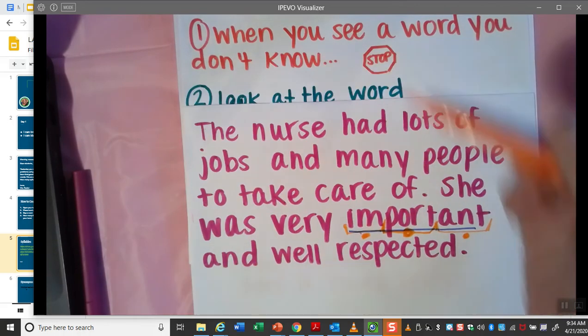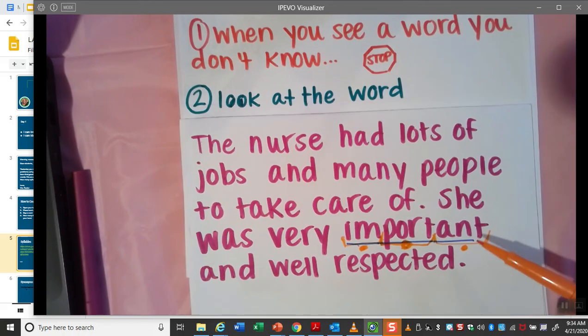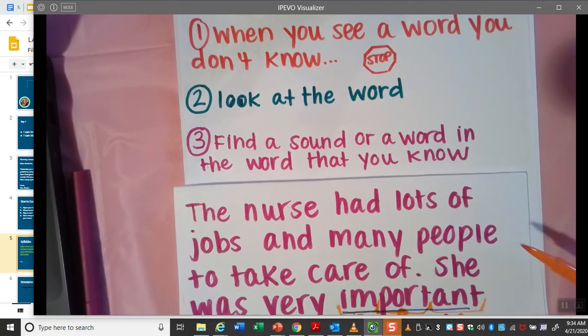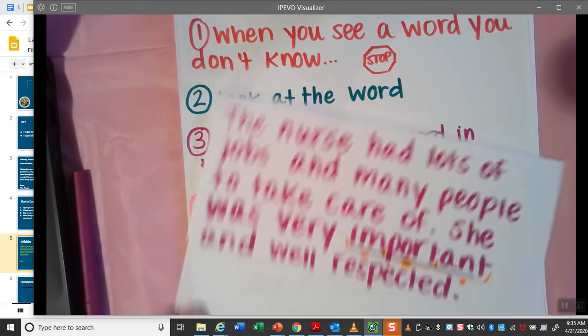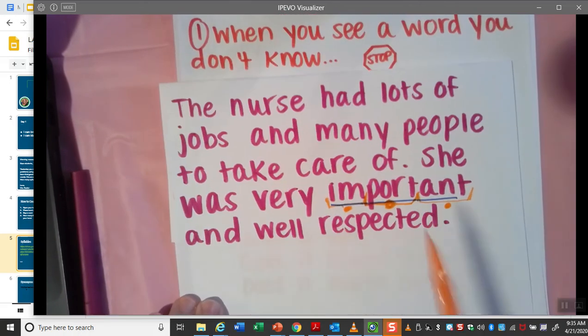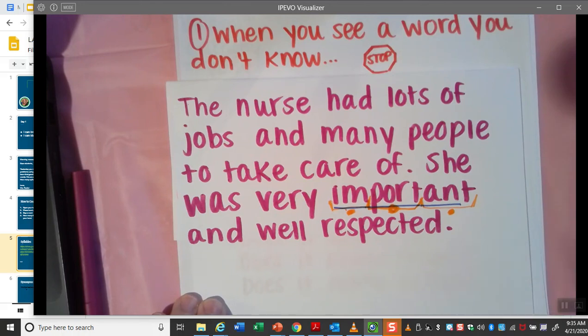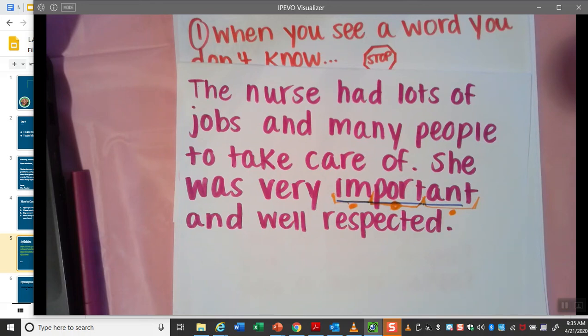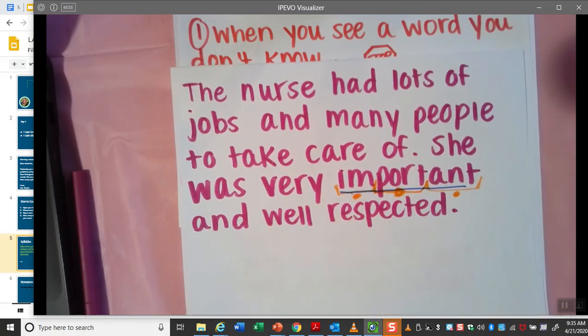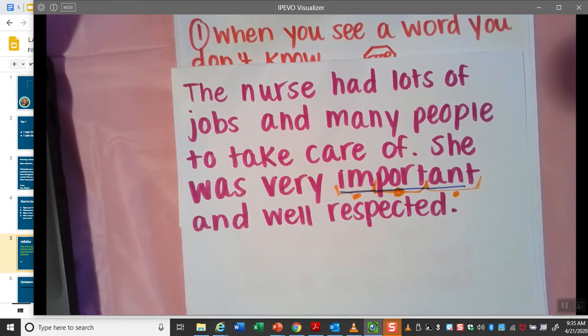So notice how I stopped at the word that I didn't know. I spent some time looking at this word. I found a sound in parts of this word, words within the word that I did know. I had to swap out a couple sounds to make sure it made sense. And then I asked myself, did it look right? Did it sound right? And then at the end, did it make sense within the sentence? This is a word solving strategy that you can use. See how we broke it up into its syllables? You can use this when you're reading on your own as well.